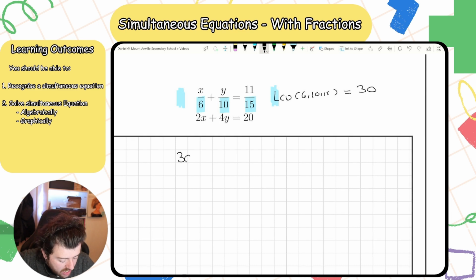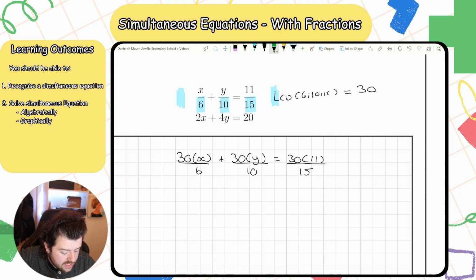So I have 30 times x all over 6 plus 30 times y all over 10 equals 30 times 11 over 15. So as we said before, let's divide in. 30 divided by 6 is 5. 30 divided by 10 is 3. 30 divided by 15 is 2.